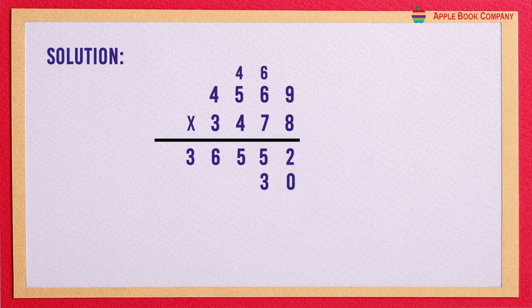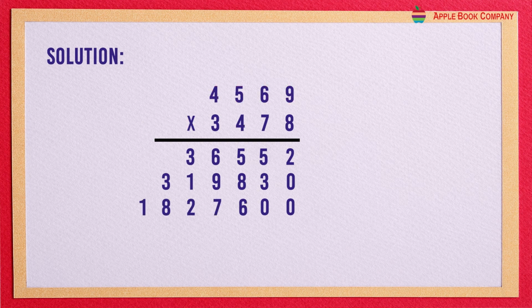7 6s are 42. So add 6. 7 5s are 35. 7 4s are 28. So just add the numbers and write the total. Now 4, 5, 6, 9 into 400. So since there are 2 zeros, just write the 2 zeros here. Multiply with 4 into 4, 5, 6, 9.